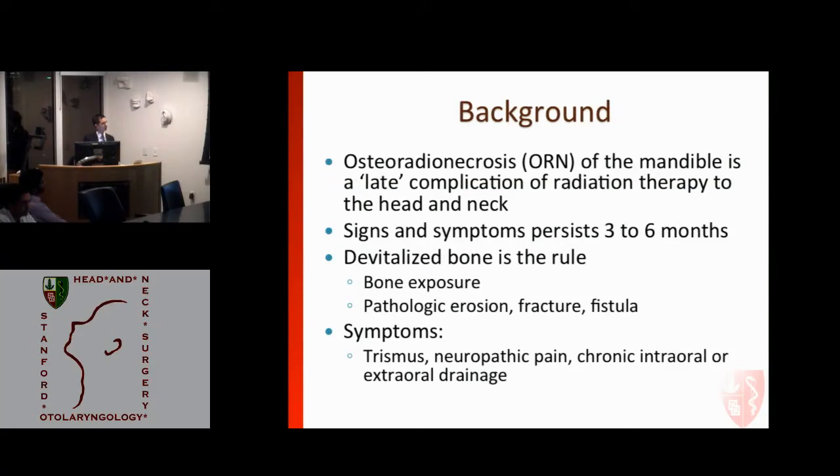So a basic background for ORN, it's considered more of a late complication of radiation therapy, either in the radiation therapy that's been given as primary treatment or in the adjuvant setting for head and neck cancers. And the traditional rule is that symptoms, which I'll go through next, had to be persisting for at least 3 to 6 months. And so signs that you would see for a patient that had ORN included bony exposure intraorally or externally, and pathologic erosion or fistulization to the skin, so orocutaneous fistulas. And then pathologic fractures, of course, is another one.